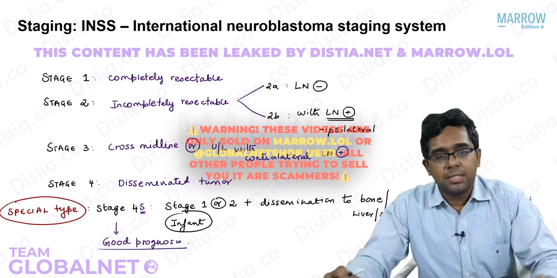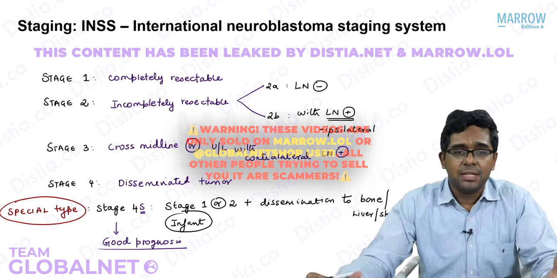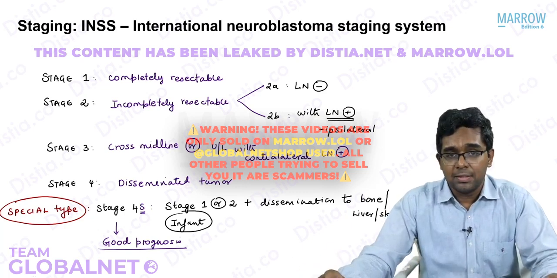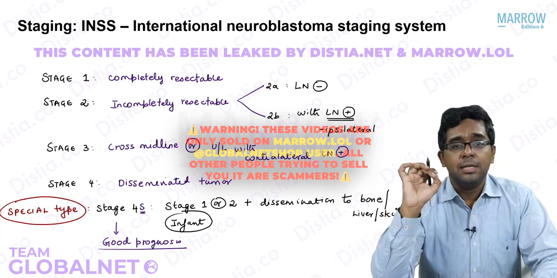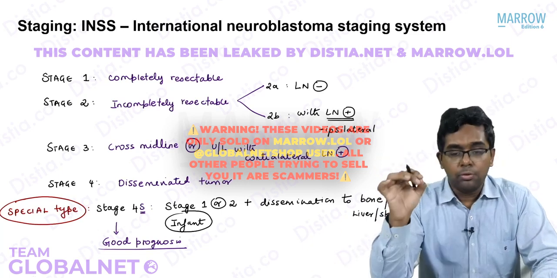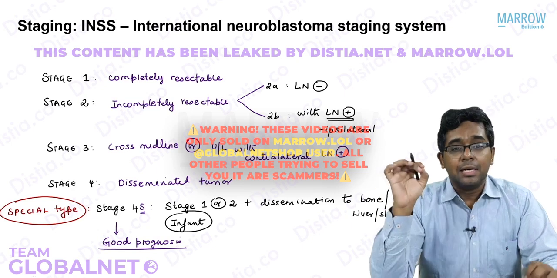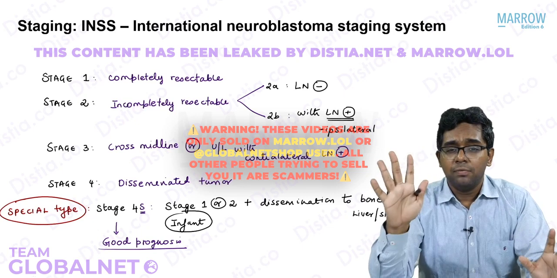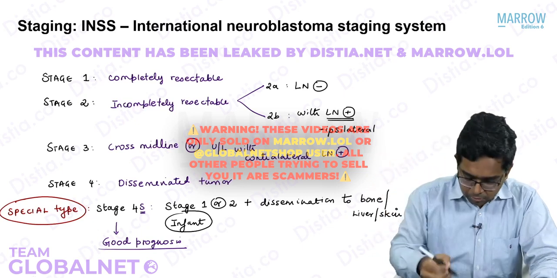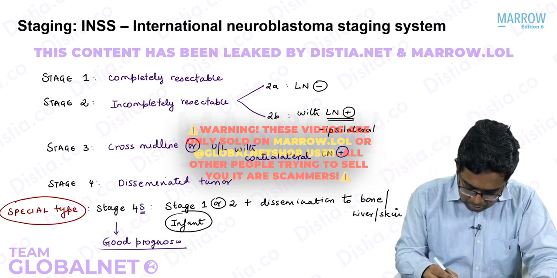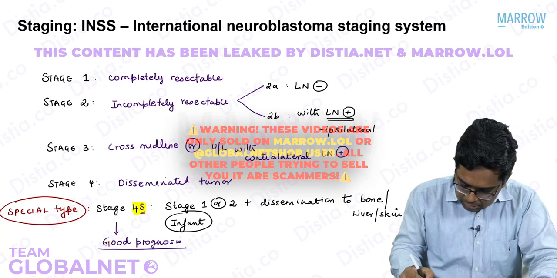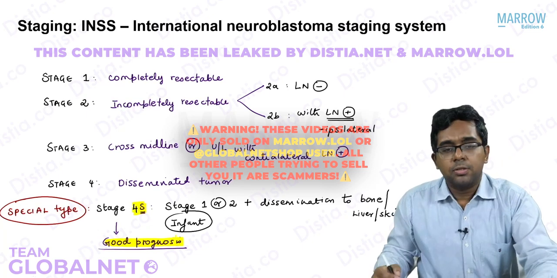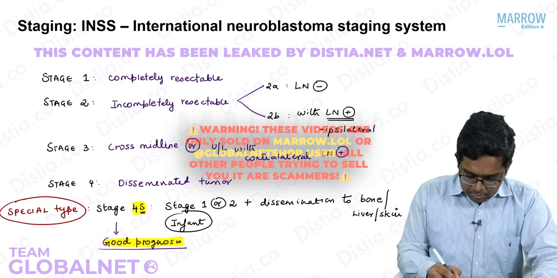Because when you read stage 4, disseminated, we always think it's got a worse outcome, right? That is true for stage 4. But stage 4S is also disseminated, with limited dissemination to the bone, liver and the skin and involves infancy. That is children less than 1 year, and that will always have a good outcome. So don't forget this important point, that 4S is associated with good prognosis. Okay, right. So now coming to the treatment.